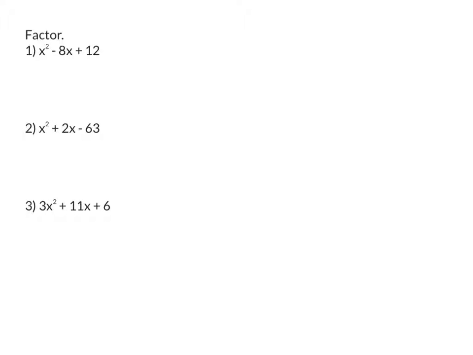Hello. In this video we're going to continue to work on factoring trinomials. And so in number 1, if I use my grouping method, I still need to find numbers that multiply to make 12 and that would add to make negative 8.